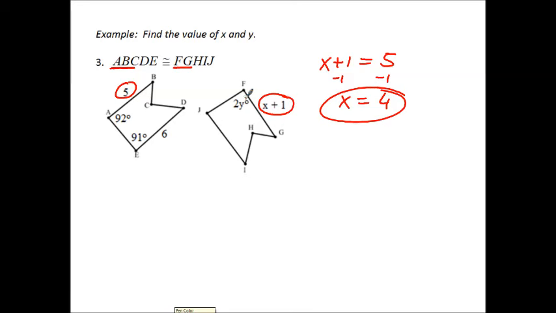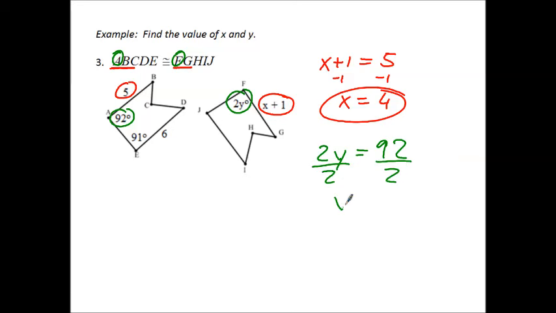We're supposed to find y also, and we know that 2y is the measurement of angle F. And angle F is corresponding to angle A. The measurement of angle A is 92 degrees. So then we know that 2y has to be equal to 92. Divide both by 2, and y is equal to 46. And that was that. Now go ahead and watch the second part of this tutorial.